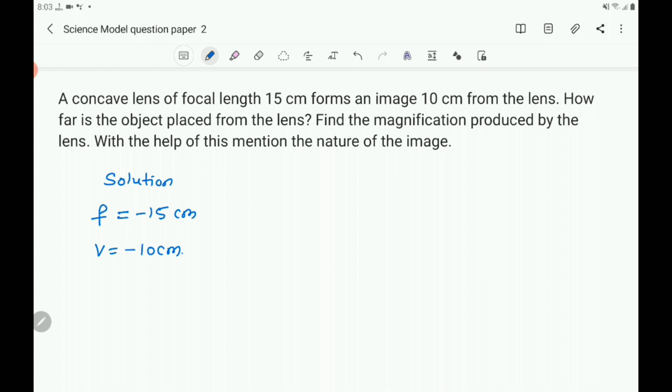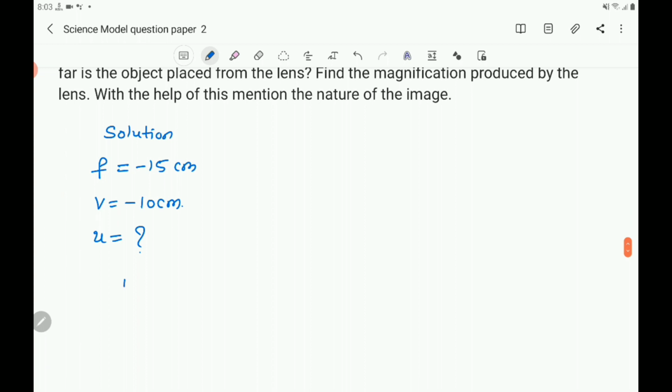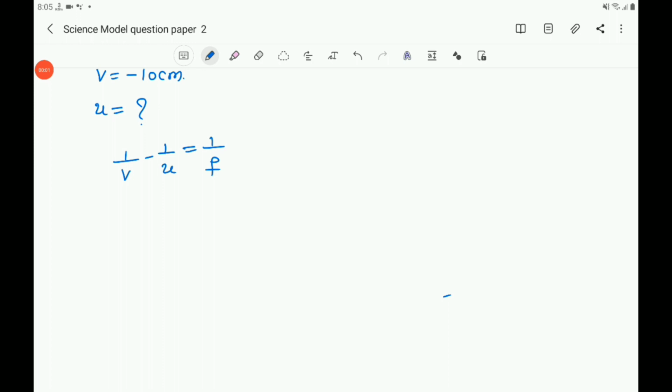Then what do you have to find out here? We have to find the object distance. U equals question mark. Then you write the lens formula. What is the lens formula? 1 by V minus 1 by U equals 1 by F. Here we have to find out U, so you transfer that: 1 by V minus 1 by F equals 1 by U, because you have to find out U, so you take it separately.